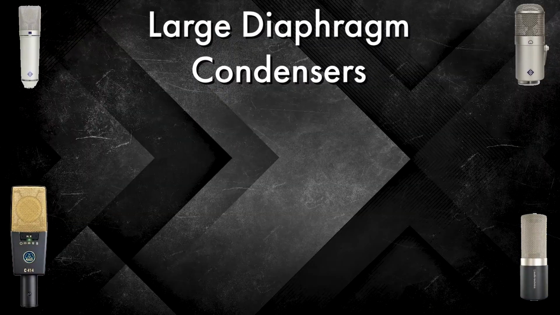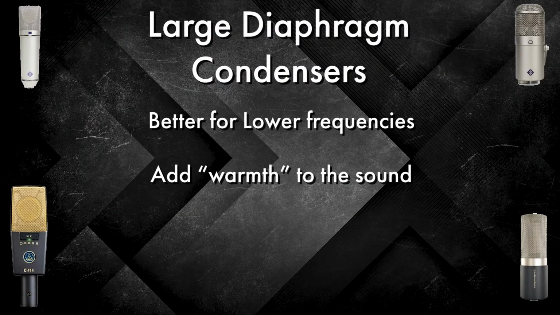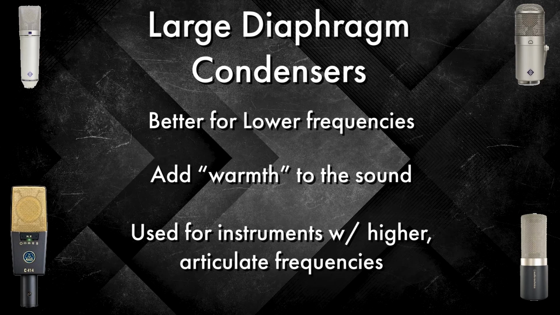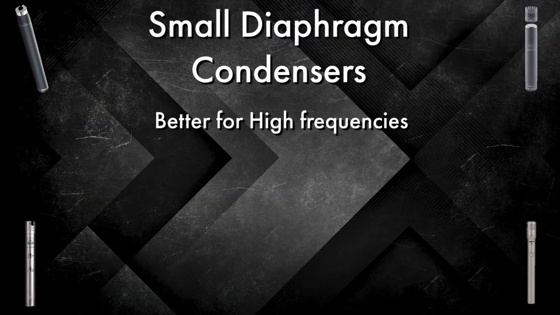Large diaphragm microphones are better for lower frequencies. They add warmth to the sound and are regularly used for vocals, brass, cymbals, and anything else with higher articulate frequencies. Small diaphragm microphones are better for high frequencies. The smaller the diaphragm, the more accurate the information the microphone is capturing.